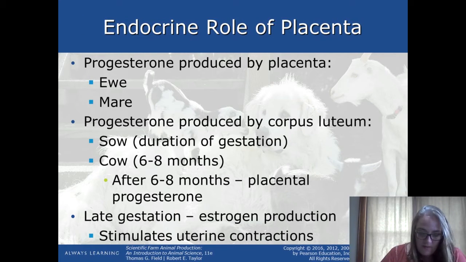Now, the placenta plays a pretty large part in the endocrine system, but we talked about that it doesn't always take over. It depends on the species. So in both ewes and mares, progesterone is produced by the placenta. And in sows and cows, for at least the first chunk of gestation, it's produced by the corpus luteum. On cows, interestingly enough, the placenta takes over after 4 to 8 months.